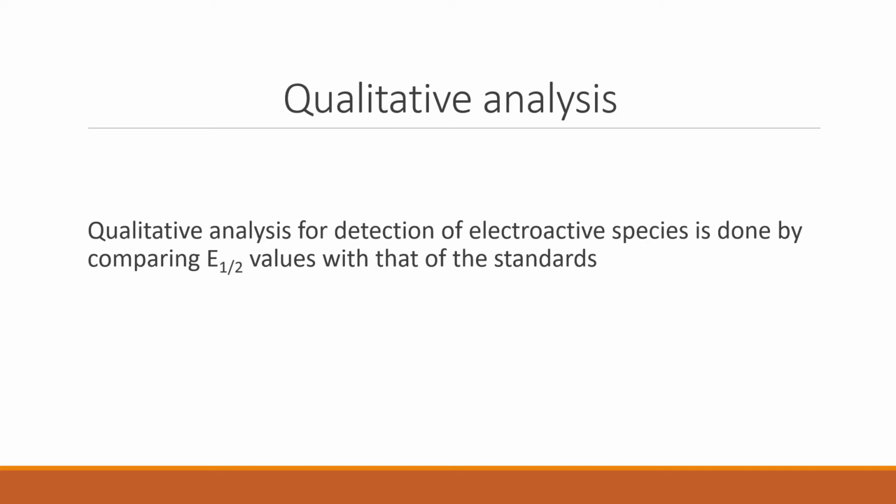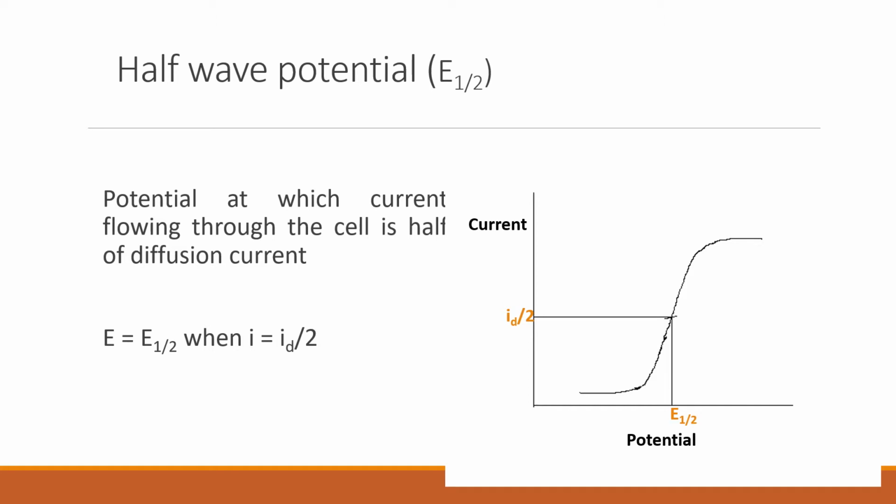In the next slide, we will see the meaning of E-half. Now E-half is the potential at which the current flowing through the cell is half of the diffusion current. So in this polarogram, you can see this is the point at which the diffusion current value is half. The corresponding value of potential on the x-axis is considered as the E-half value, that is the half-wave potential value. So mathematically we can say that the potential E will become equal to the half-wave potential E-half when the current becomes equal to half of the diffusion current.